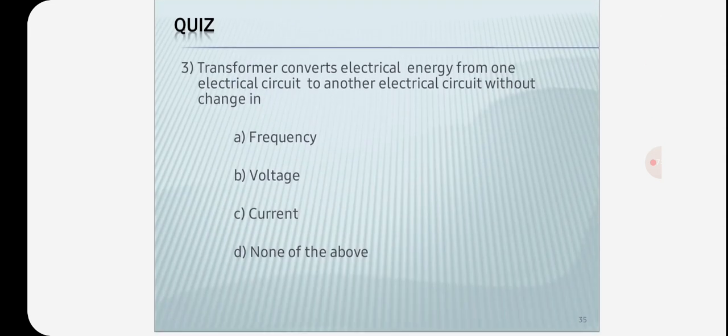Next, the transformer converts electrical energy from one electrical circuit to another electrical circuit without change in frequency. The voltage and current will be changed from one circuit to another circuit. The frequency is fixed, so the frequency does not change. The answer is A, that is frequency.